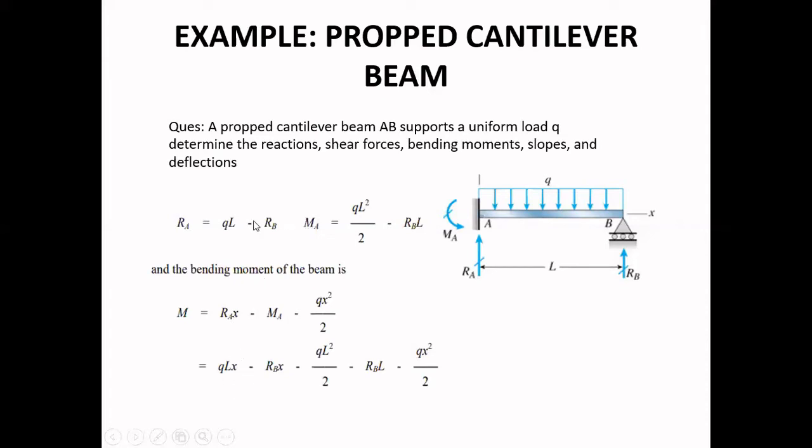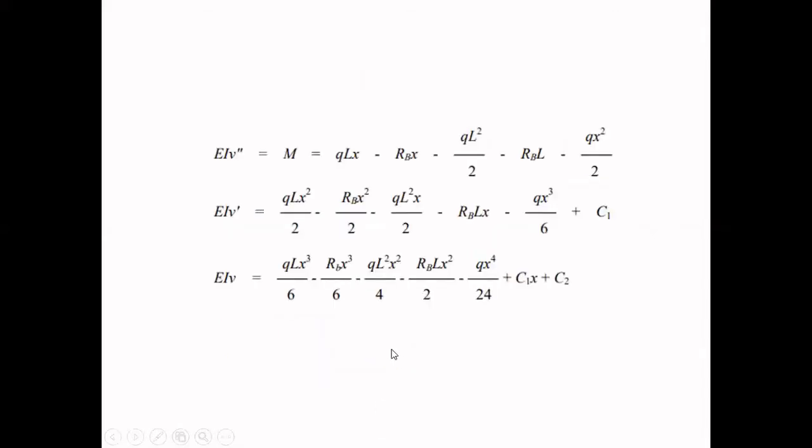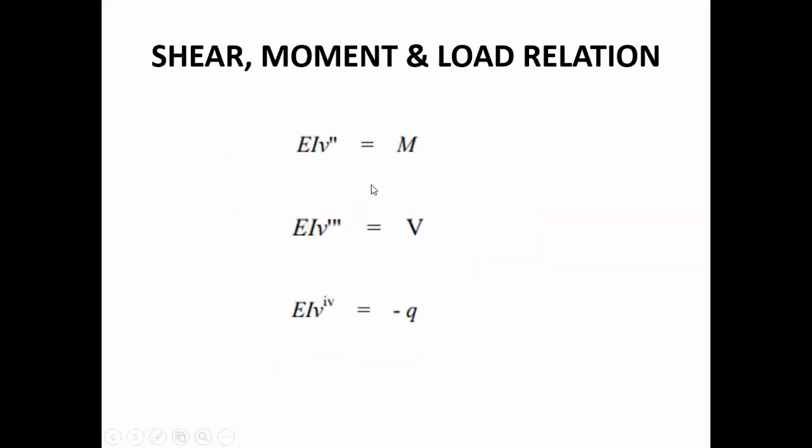Solving this, we can simply put the value of RA from here into this equation and modify it. We have substituted the value of MA from this equation into this equation, and we can get the moment equation at any section x to be like this. If we proceed further, we can use the relation M is equal to EI v double dash. We have calculated M over here, so we'll simply put the value of M here and solve the equation for the value of v.